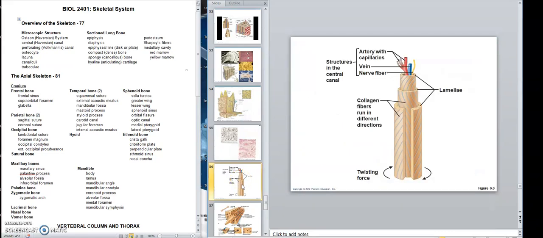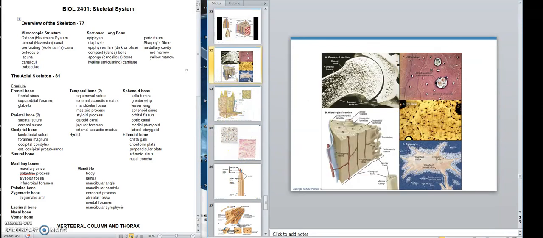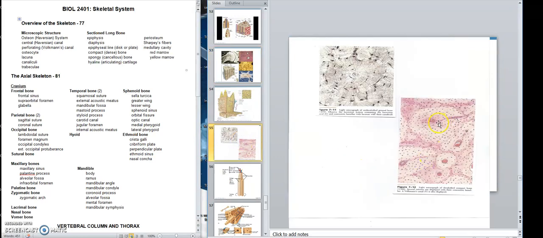That's that. The Volkmann's canal, remember, came in at a right angle. The Volkmann's canal, let's go to this picture, came in at a right angle. That's a Volkmann's canal. And in this picture here, anytime you see something like that, that's coming into the central canal. So that's a Volkmann's canal.